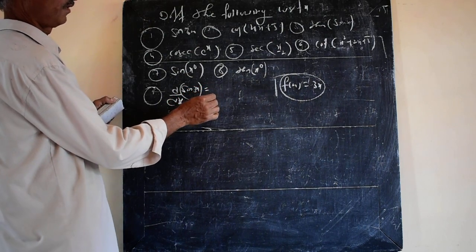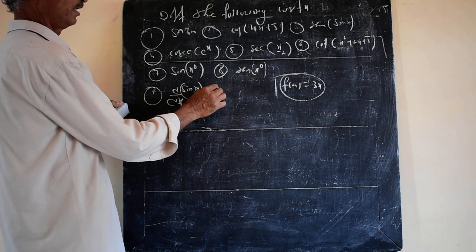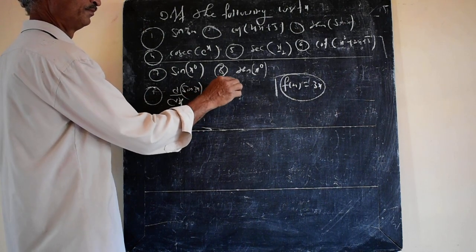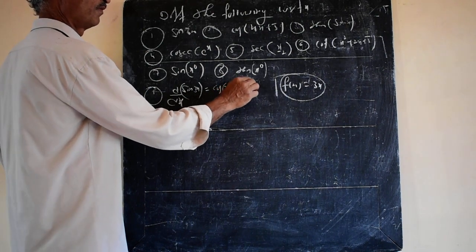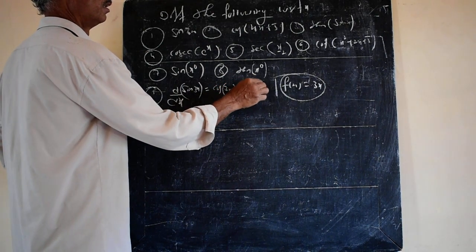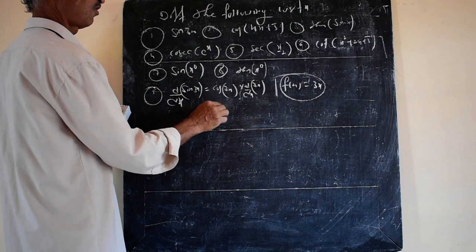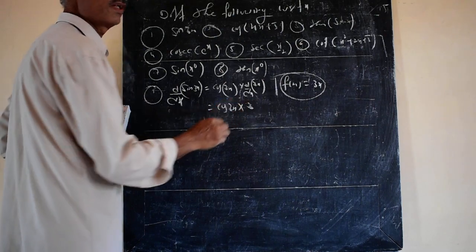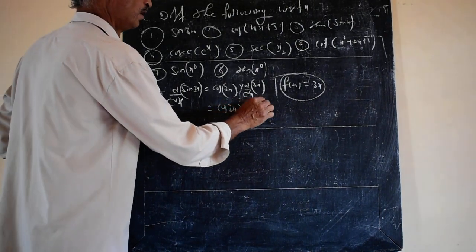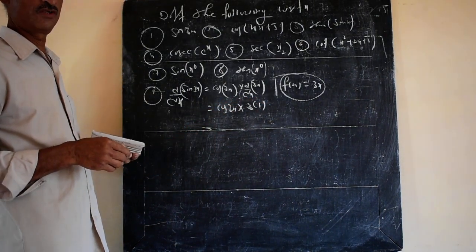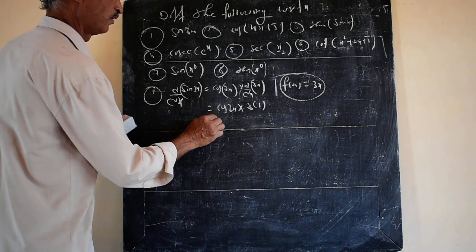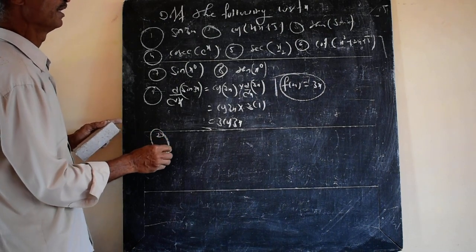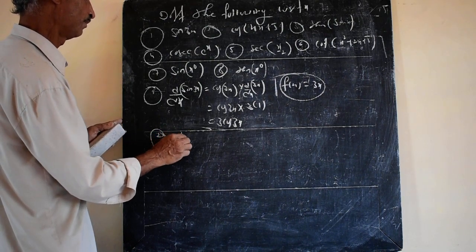So f of x is 3x. What is the sin f of x differentiation here? Cos f of x into d by dx of 3x. Therefore it is cos 3x. What is the differentiation of 3x? 3 into differentiation of x, which is 1. 3 is a constant outside, and the differentiation of x is simple. Therefore the answer is 3 cos 3x. Second one, d by dx of cos of 4x plus 5.